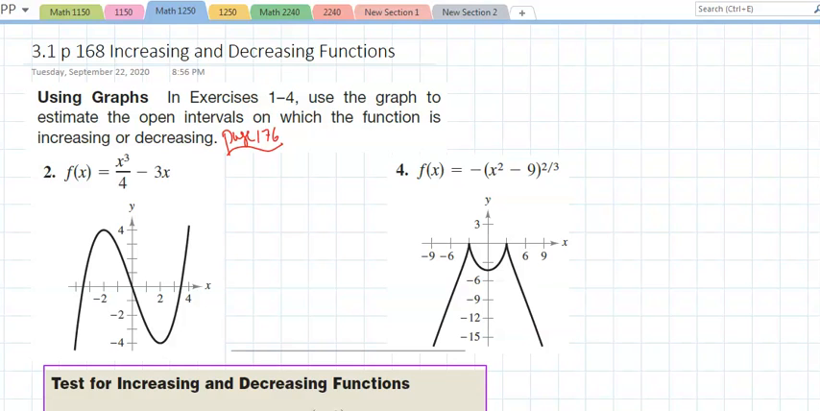Section 3.1 is on page 168. It talks about an increasing and decreasing function. This is going to be very important to us because we need to know when the profit is increasing, when the profit is decreasing, when the cost is increasing, when the cost is decreasing, and when does the revenue increase, and for what values of product X does the revenue decrease.